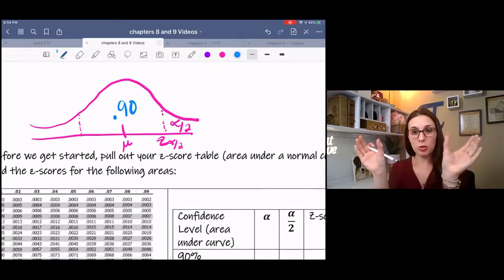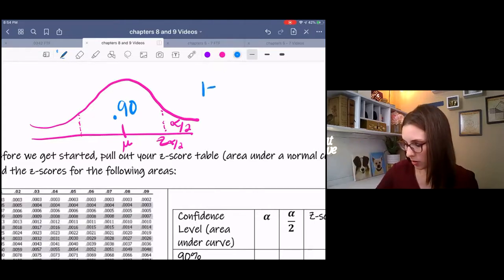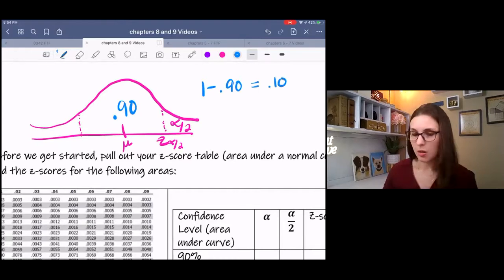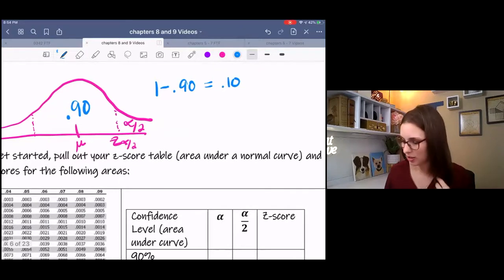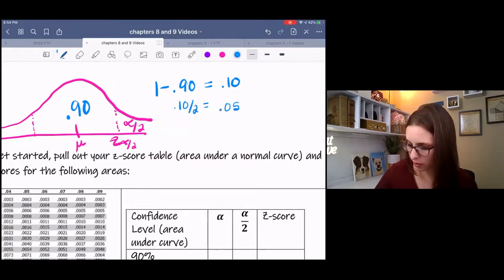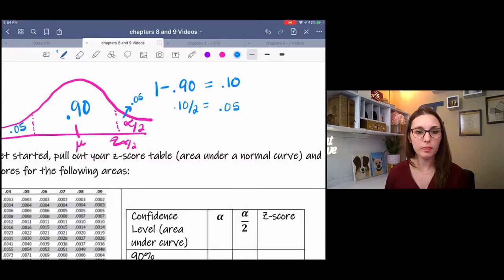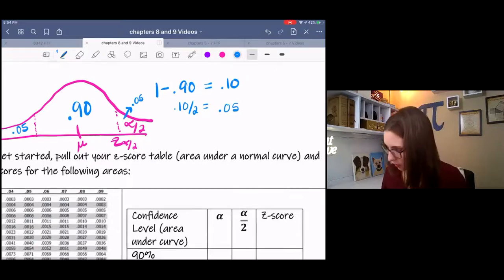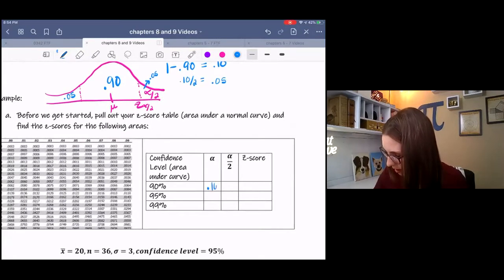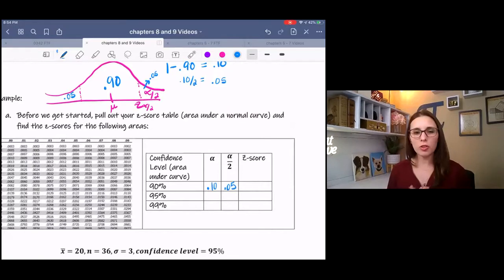which indicates that the two tails are going to add up to 0.10. But there's two of them, so divide that by 2, and we get 0.05. So this little tail is 0.05, and this little tail is 0.05. And I'm going to fill out my little table: 0.10, 0.05. So if we're going to find a z-score associated with that piece, there's kind of two ways you can do it.